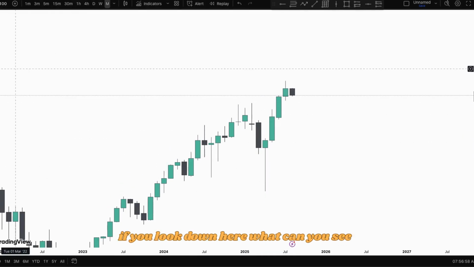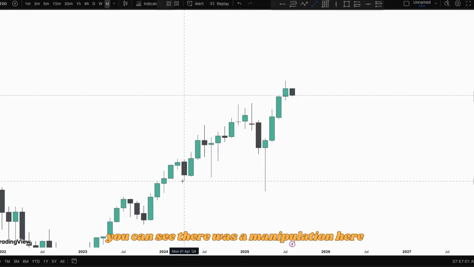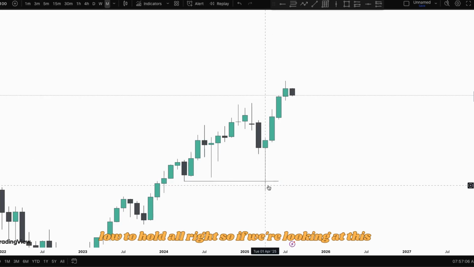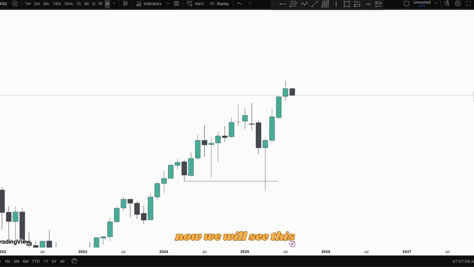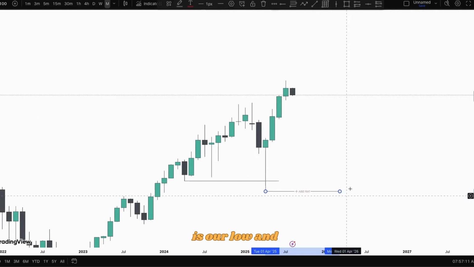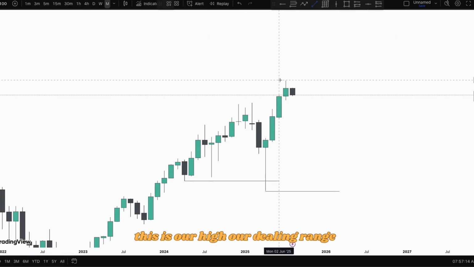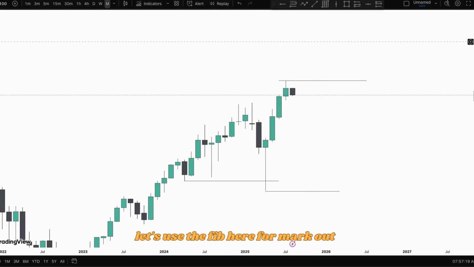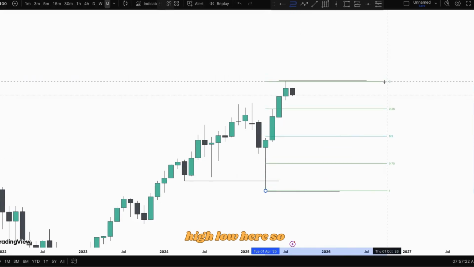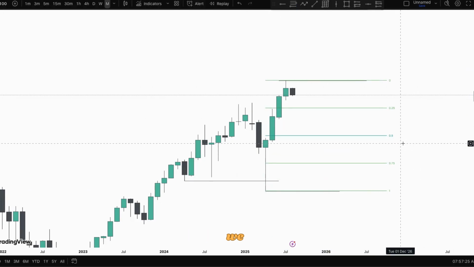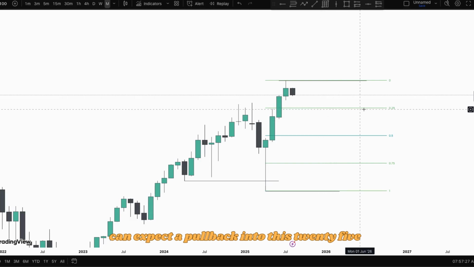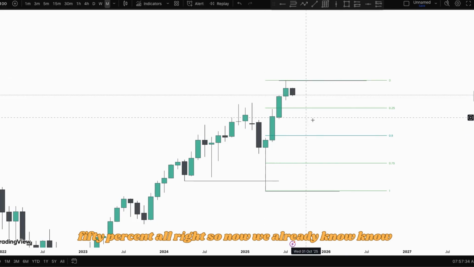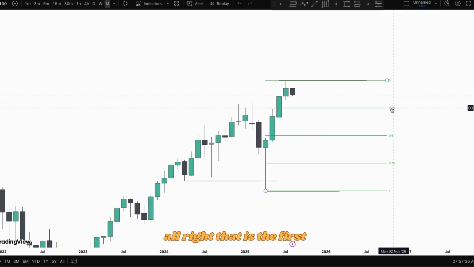So if you look down here, what can you see? You can see there was a manipulation here. So no matter what, we expect this low to hold, all right? If we're looking at this now, we'll say this is our low and this is our high, our dealing range, high and low. So let's use the fib here. If we mark out the high and low, we can expect a pullback into this 25% and 50%, all right? Now we already know what is lining up with 25%.